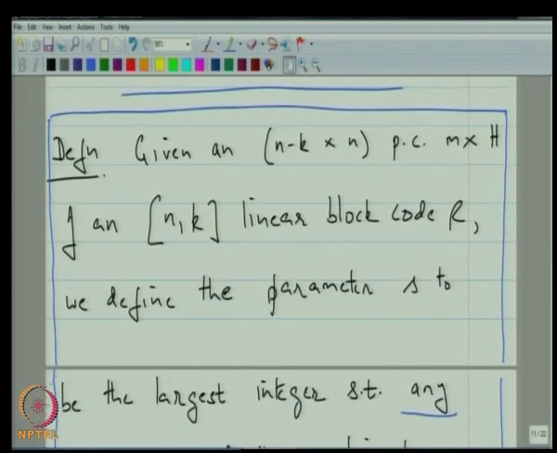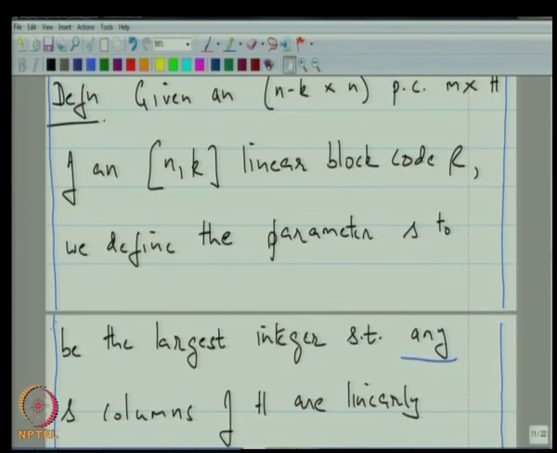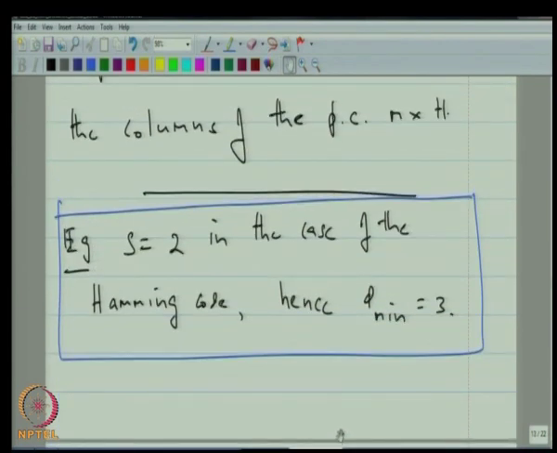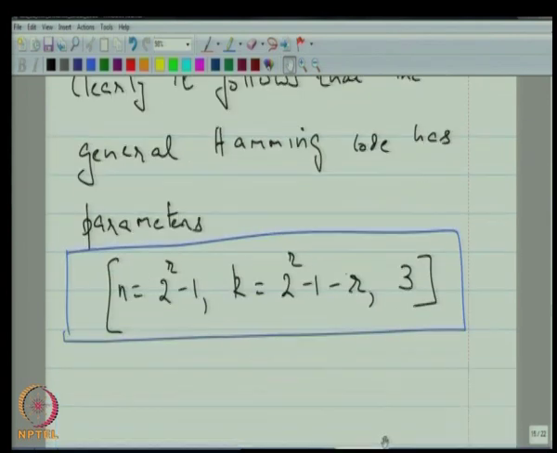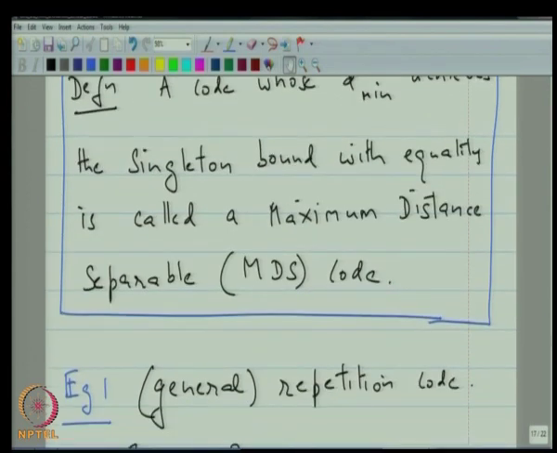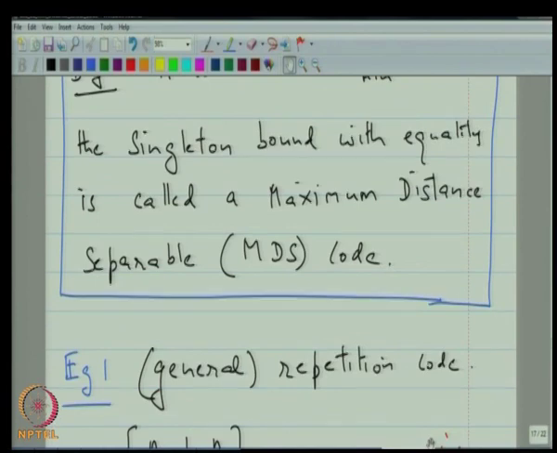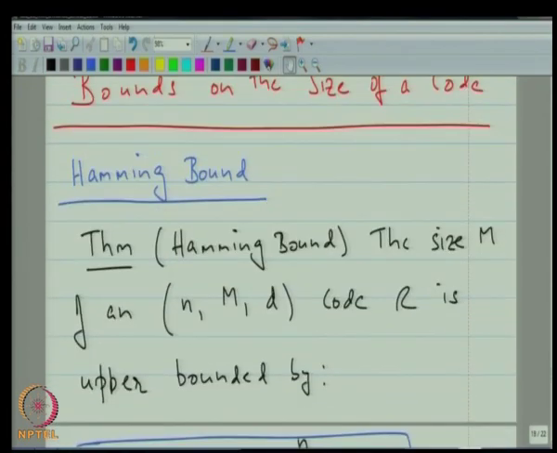and then we defined an alternative means of determining the minimum distance using a parameter s, and we proved the theorem that d min is s plus 1. Then we showed that for the Hamming code s is 2, and this also led us to define the general Hamming code. Then we proved the singleton bound, which is a straightforward consequence of what we had done before, and codes that meet the singleton bound are called MDS codes, and we looked at 2 examples, and I quickly mentioned that there are no other known families.